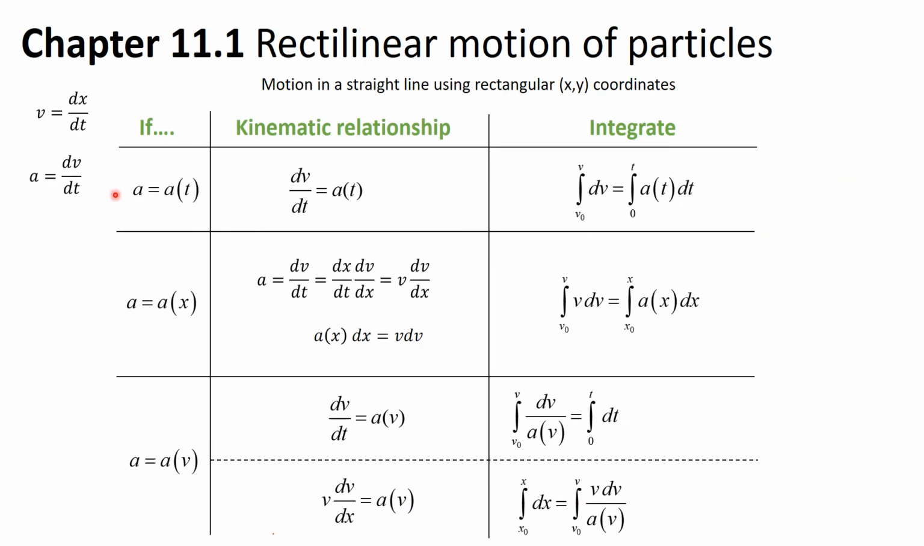Back to our table of equations. So that was an example for acceleration as a function of time. Now let's do this second scenario and see an example of acceleration where we have everything as a function of position instead.